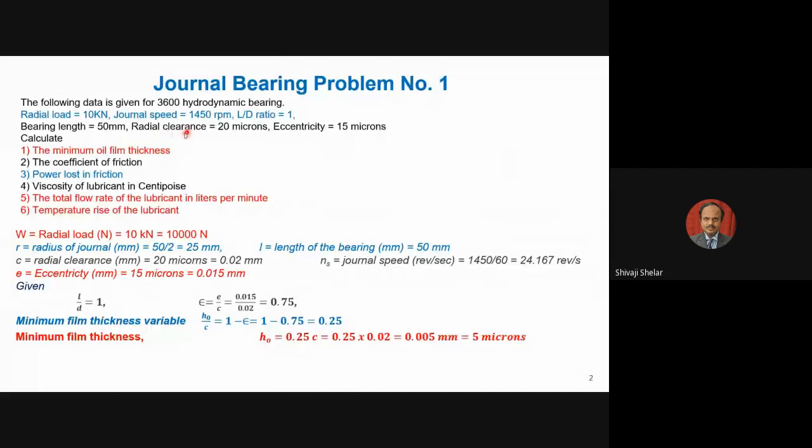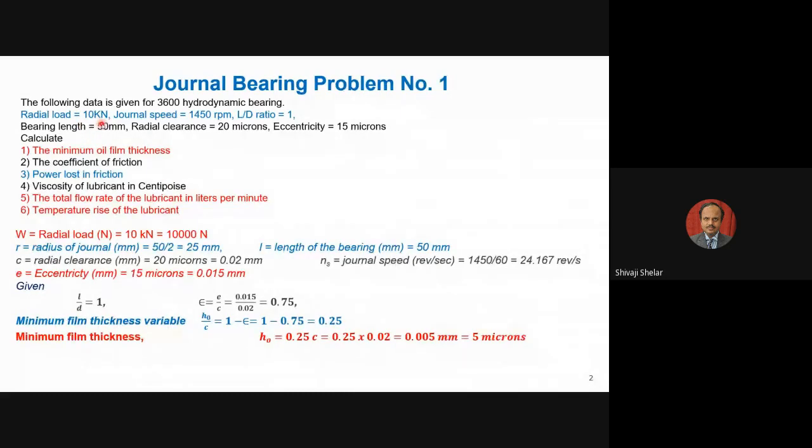Bearing length is 50 mm. Radial clearance is 20 micron. Eccentricity in the bearing is 15 micron. We have to calculate minimum oil film thickness, the coefficient of friction, power lost in friction, viscosity of the lubricant in centipoise, total flow rate of the lubricant in liters per minute, temperature rise of the lubricant. Okay. So this is the statement for the problem. So for this problem, what is given, we are writing here right now.